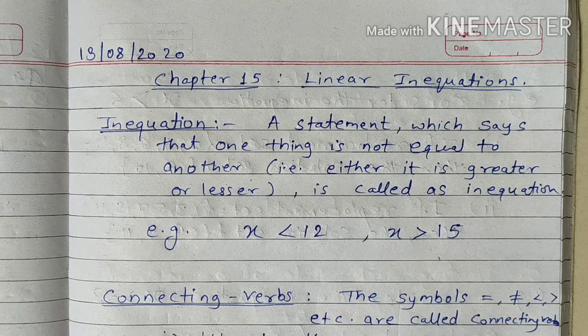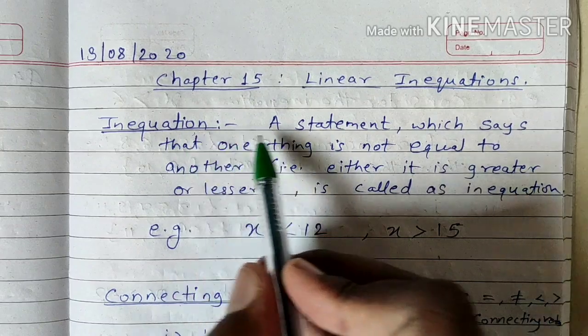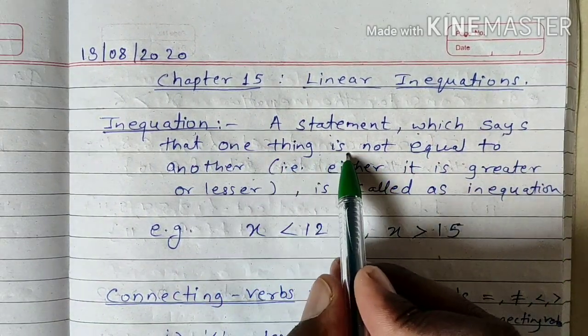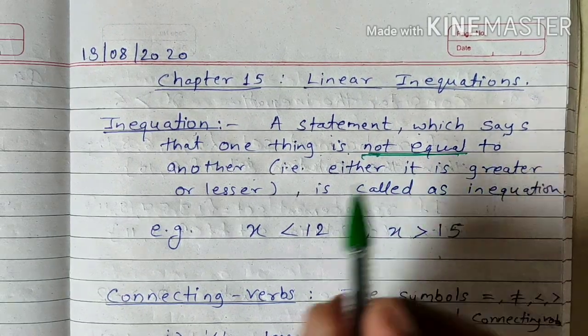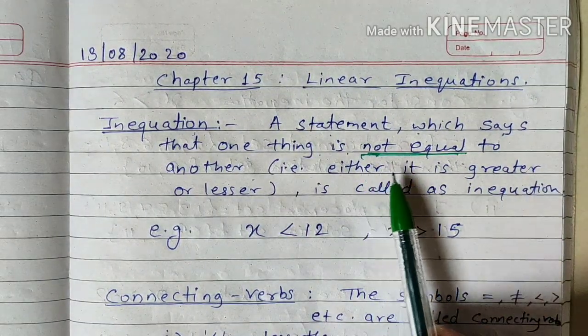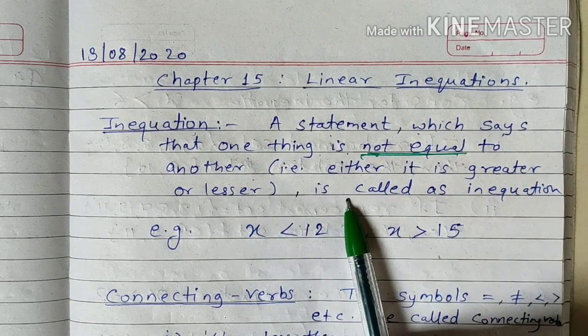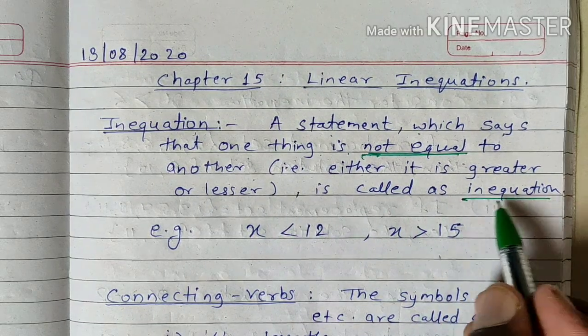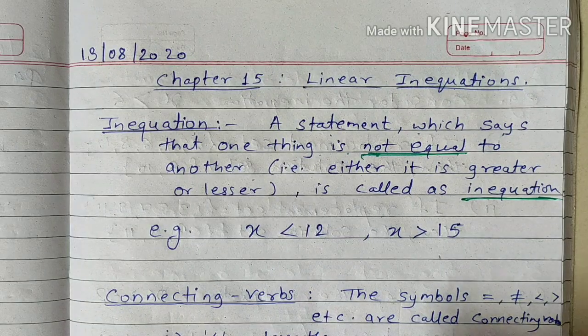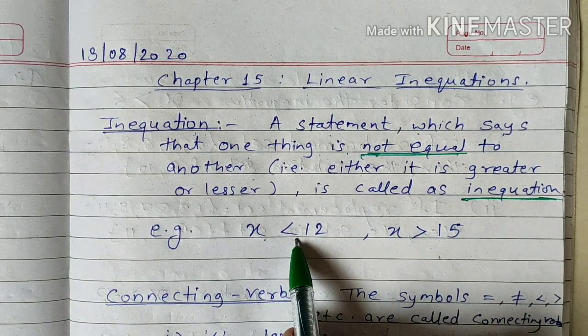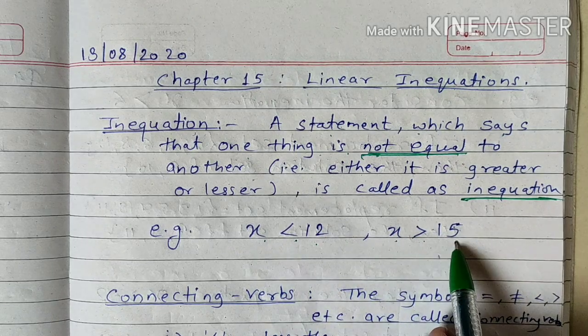Inequations means the mathematical statement in which the LHS and RHS are not equal. So not equal means what? Whether it is greater or it is less. For example, an inequation is a statement which says that one thing is not equal to the other. That means either it is greater or lesser, and that is called an inequation. Examples are x is less than 12, x is greater than 15.